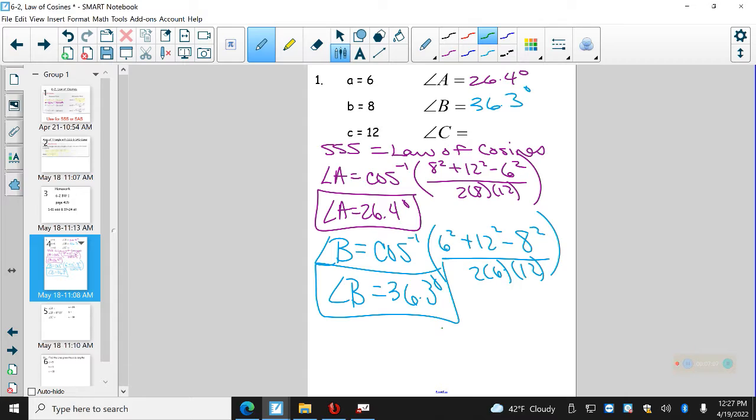So it technically would be better for you to use the law of cosines again so that you know that you're getting the correct answer. But I'm going to trust my calculations, and I'm going to say that angle C is equal to 180 minus 26.4 minus 36.3. And what does that give you? 117 point what? 3 degrees.